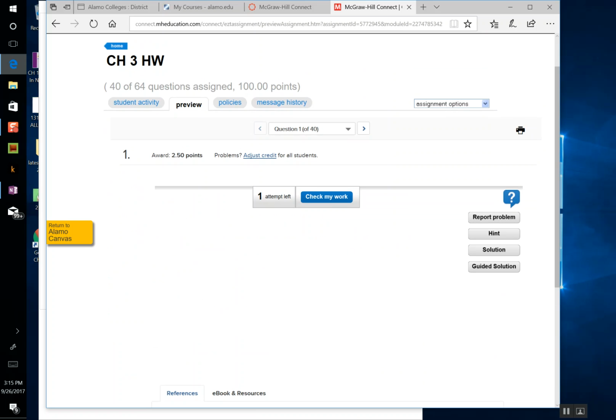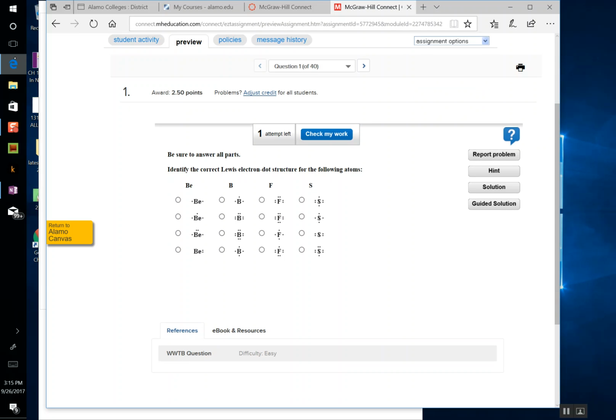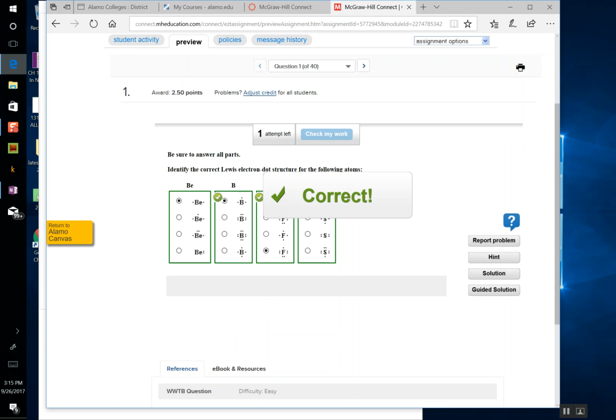Identify the correct Lewis electron dot structure for the following atoms. Beryllium has 2 electrons on it. Boron has 3 electrons on it. Fluorine has 7, right there. And sulfur has 6, right there. See if I got that right. Check my work. I got it.